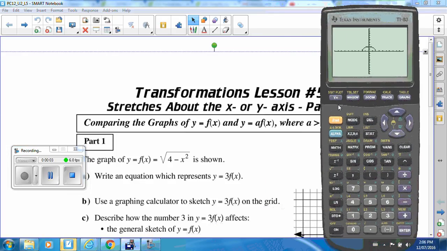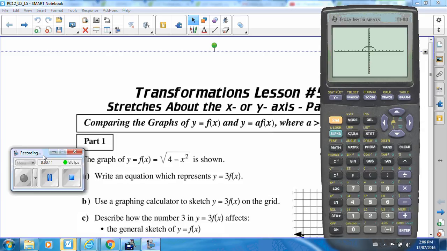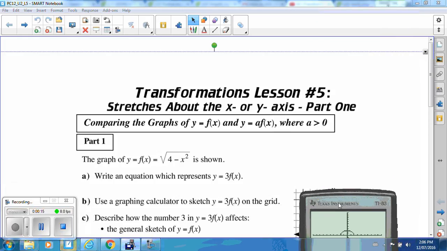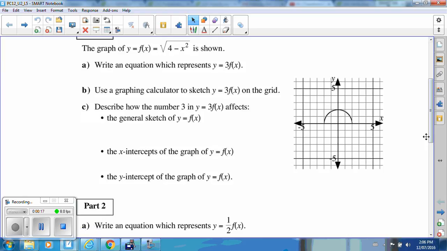All right, so this is Transformations Lesson 5, and it's all about stretches and working through how stretches work. We're going to start off with just dealing with this graph of y equals root 4 minus x squared. This is actually a half of a circle. Circles, it turns out, are x squared plus y squared equals r squared, but we'll get to that a little bit later. So what we're going to do is see how this works with 3f at x.